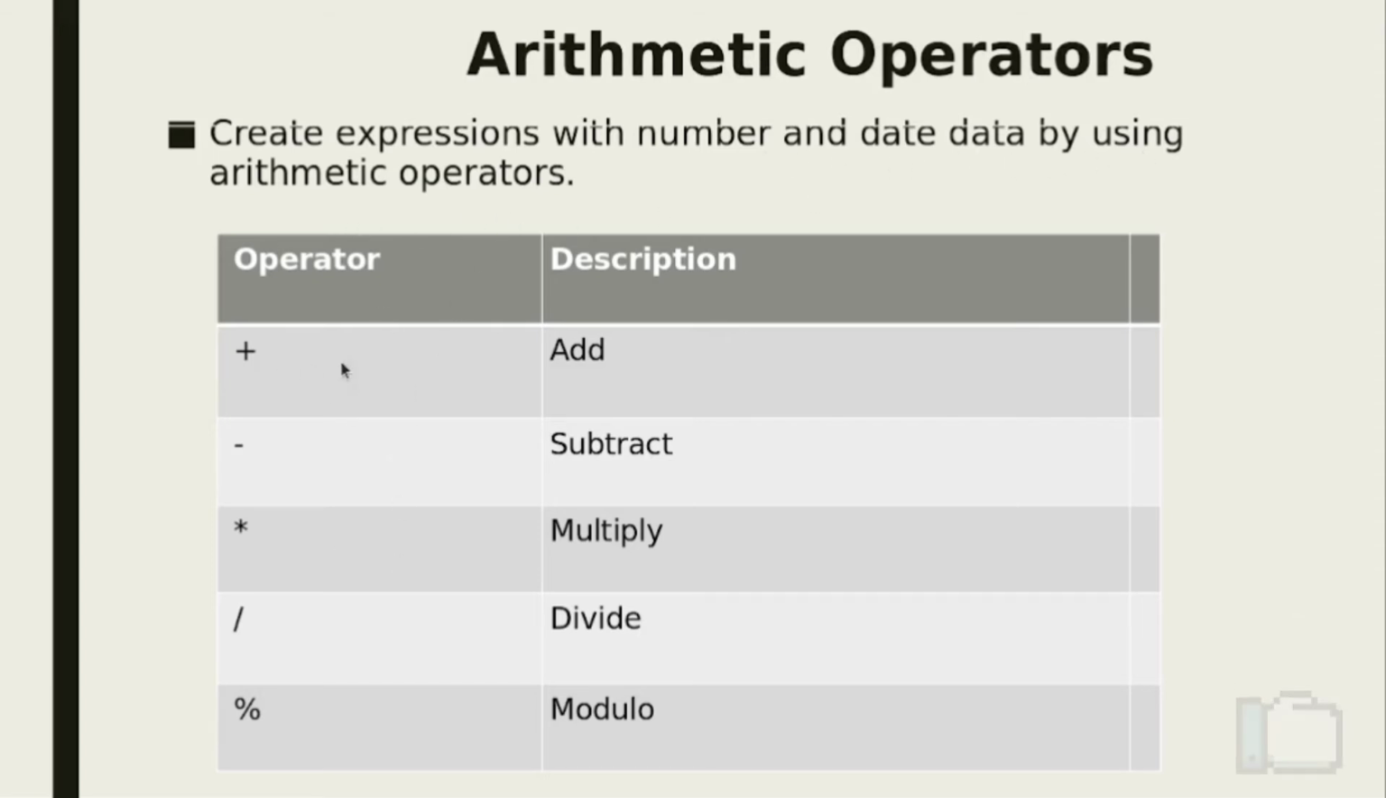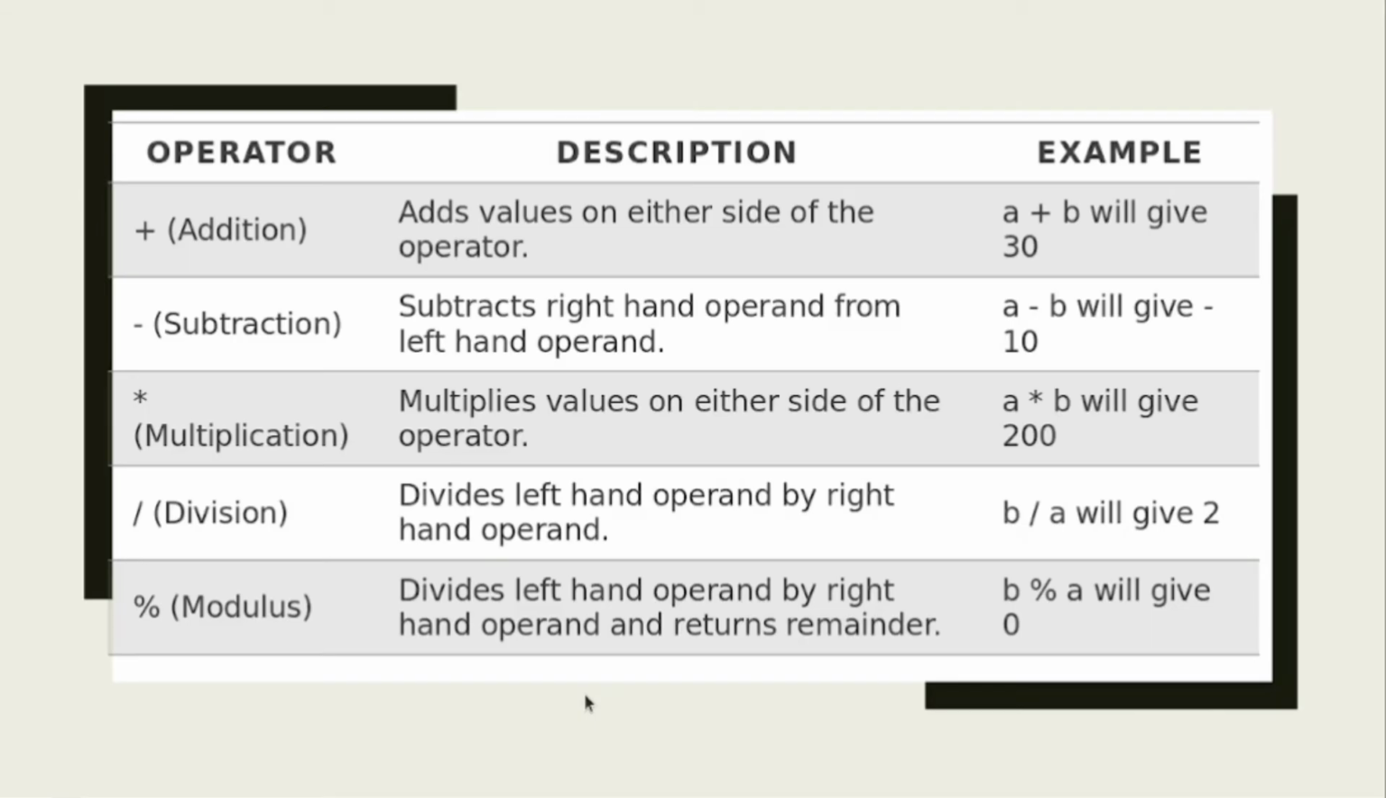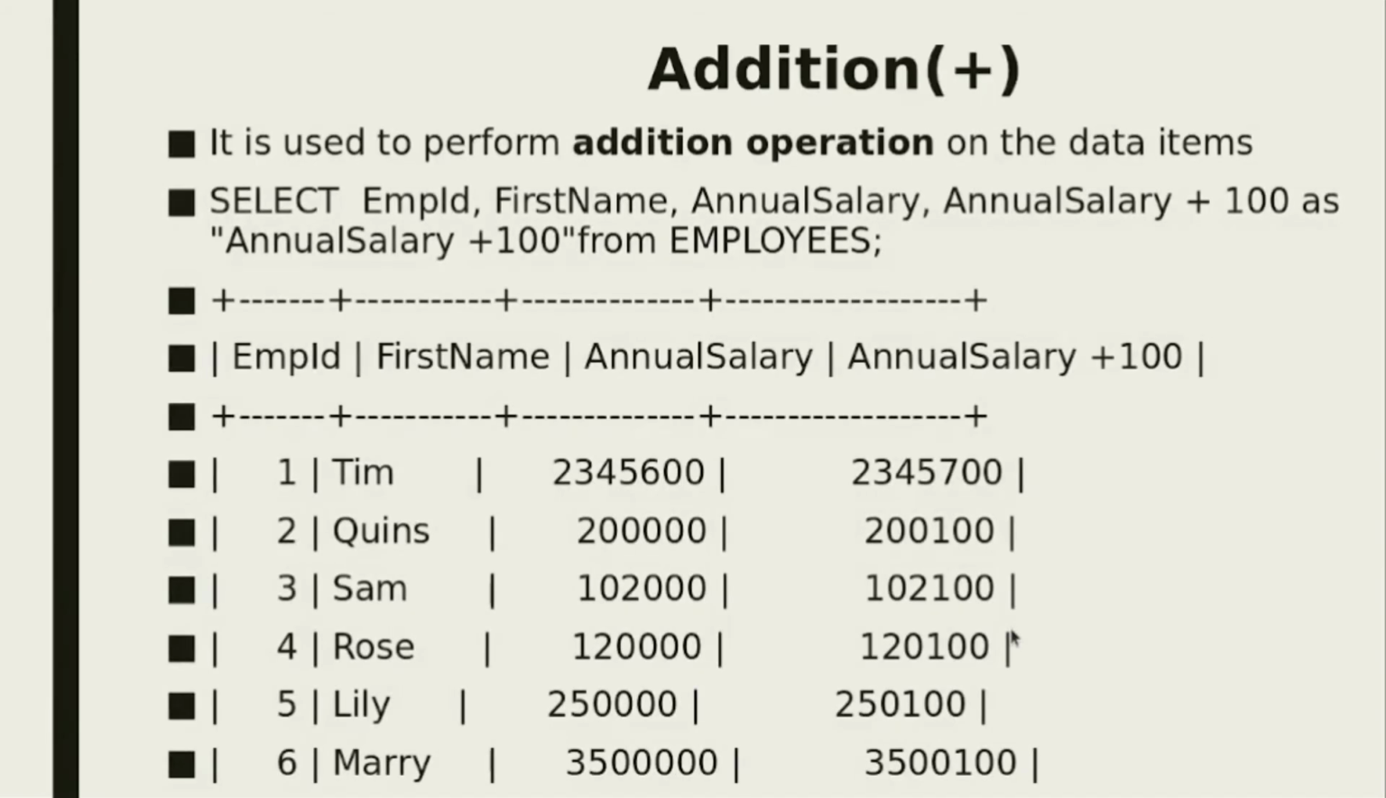This is the description: add, subtract, multiply, divide, modulo. So let's see how it works. So a plus b will give you 30, and a minus b will give you 10, and a into b will give you 200, like this. And b divided by a will give you 2, and b modulo a will give you 0, like this. Okay, let's check it with an example. First, addition. It is used to perform the addition operation on the data items. So let's check it with an example.